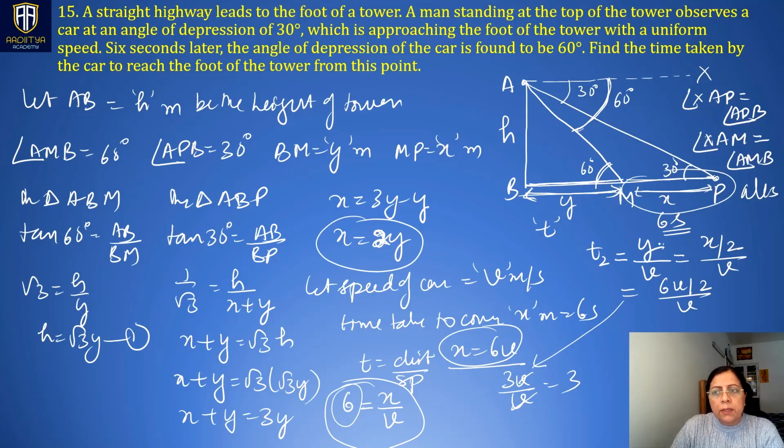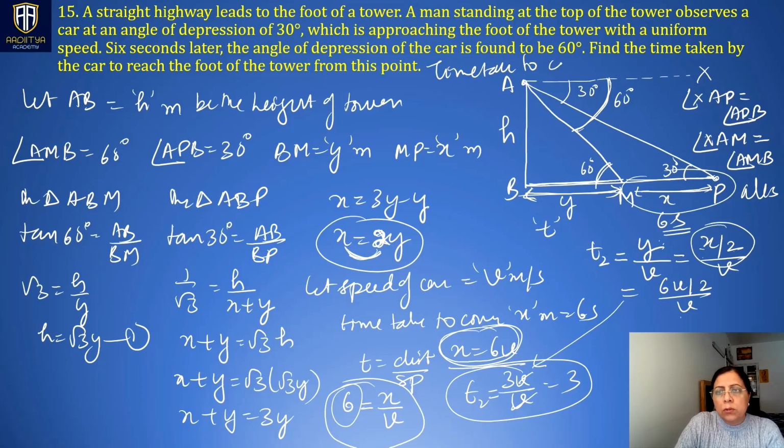Time is distance upon speed, y upon v. Now I have put the value of y over here. y is x by 2, and the value of x in terms of v is 6v. So 6v by 2. 6v by 2 is 3v. 3v divided by v. So t2 is 3. That means the time taken to cover y meters is equal to 3 seconds. Right? So this is a good question. Attempt it yourself twice or thrice, then you will understand how to follow it when a similar question is there in the paper.